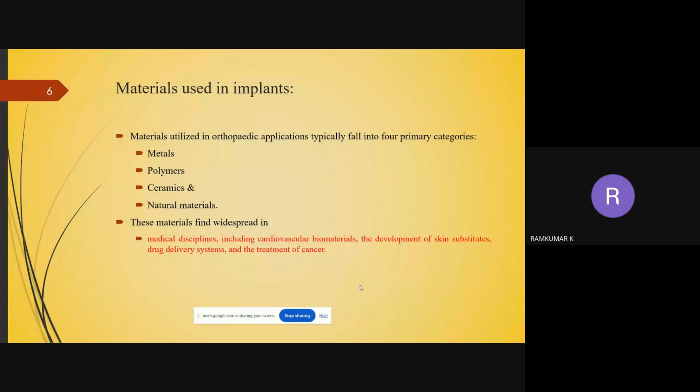The next one is ceramics. In ceramics, zirconia is one of the ceramics which is used in dental implants. The next one is natural materials. In natural materials, materials like collagen and hydroxyapatite are used. These natural materials are used in bone grafting or scaffolds. And if osseointegration is needed, they will use natural materials. Osseointegration is nothing but bonding the implant material with the adjacent bones.